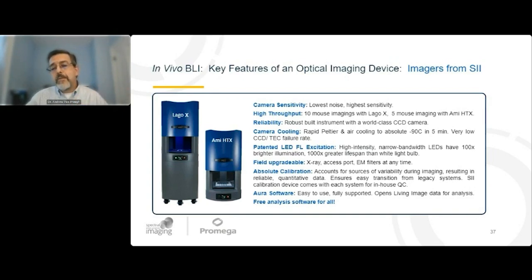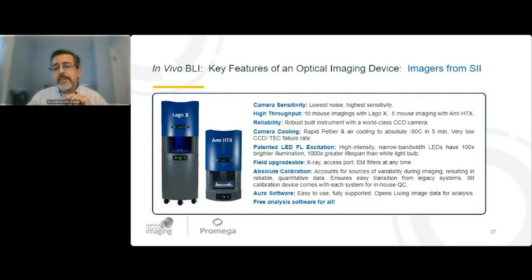a patented LED fluorescent excitation light array that will give you any light wavelength, a whole set of 14 different light wavelengths at a high intensity, narrow spectrum for a high specificity FLI, the option to field upgrade to X-ray, emission filters, or even an access port if you want to thread a catheter into a test animal.